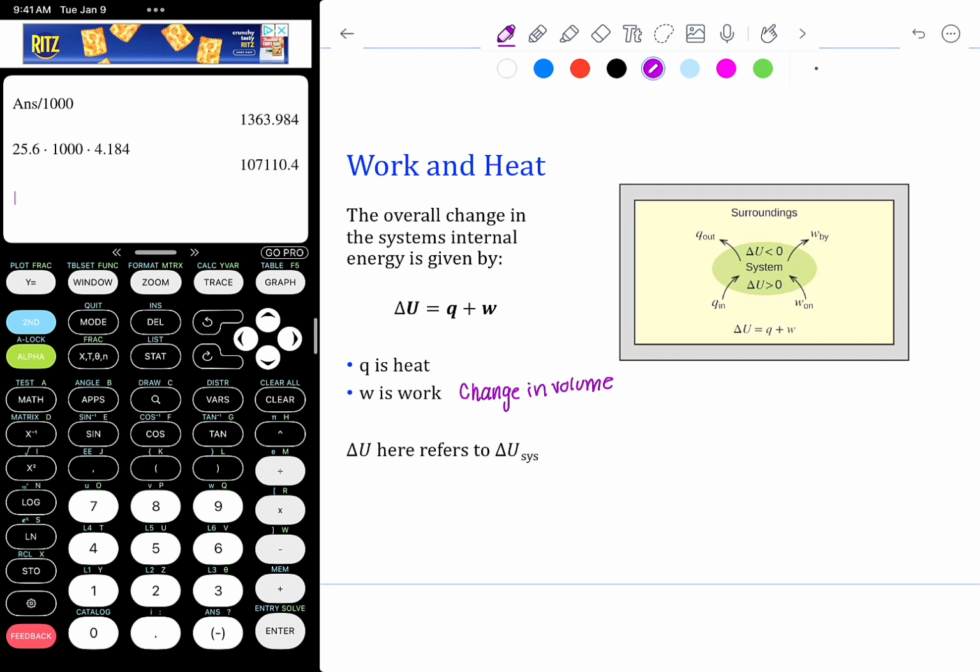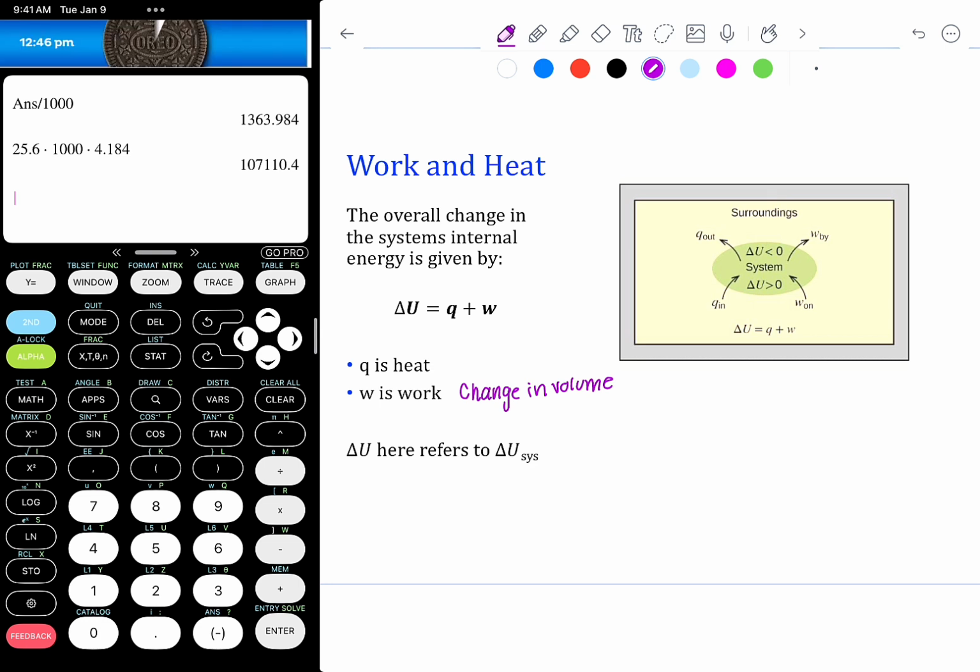And we'll talk about work specifically more in a future lesson. But for right now, all we need to know is that delta U is equal to Q plus W. So here, what we're talking about specifically is the delta U of the system, and not so much the delta U of the surroundings. So we're talking about heat and work, how they affect the system specifically.